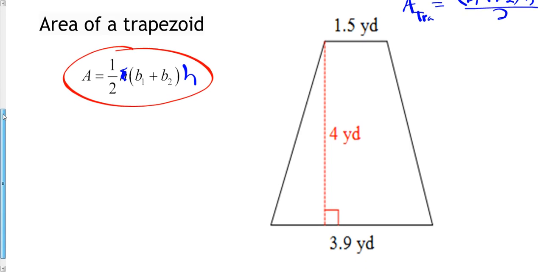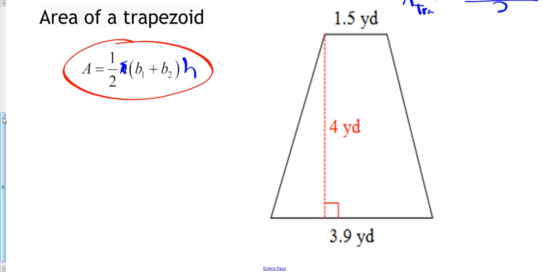So finding the area of this trapezoid, I encourage you to pause the video and try it if you can. But if you don't feel like you are able to do this, then keep playing. But maybe pausing it and knowing if you're there would be a great thing to do.